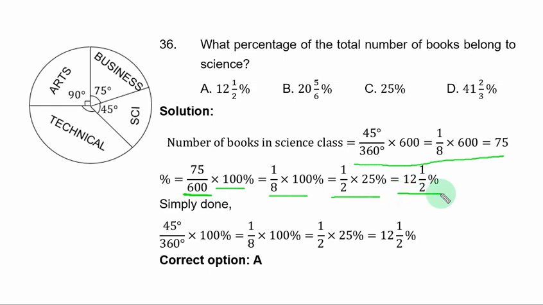1/2%. Or simply done, the sectorial angle for science class is 45 degrees. Divide by the total angles in the circle times 100%. In fact, what you have here is the same thing you have here. So simply multiply it by 100%, and that gives this, and you also have 12 whole number 1/2%. A is the correct option.